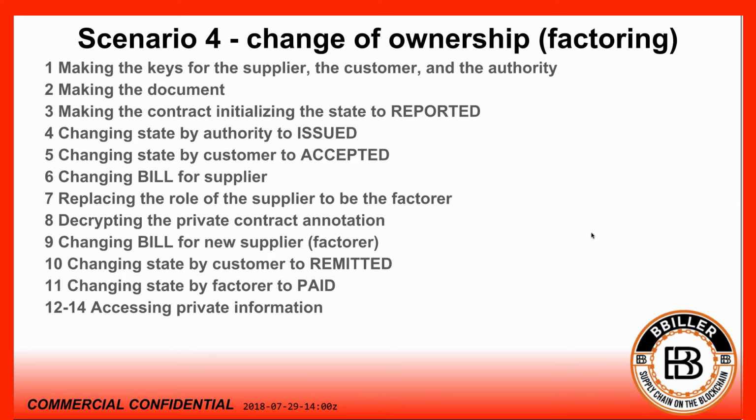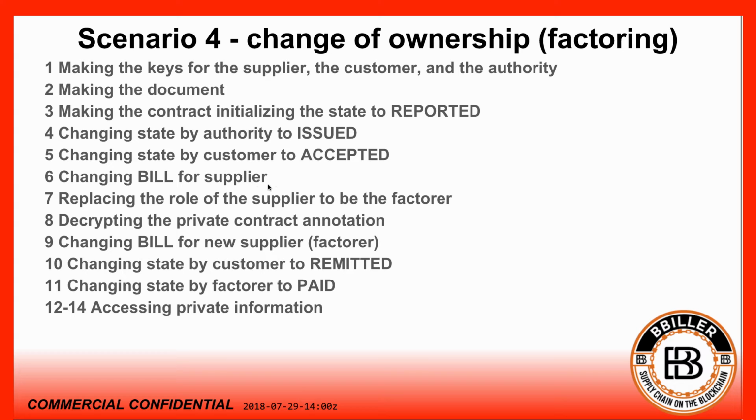In scenario 4, I demonstrate how one might implement factoring an invoice. And this involves changing the ownership of the invoice, or changing the supplier to whom the money for the invoice is owed. We are going to make the keys for the supplier, the customer, and the authority. We're going to make the document. We will initialize the contract. We will then have the authority change the state to issued. The customer will change the state to accepted.